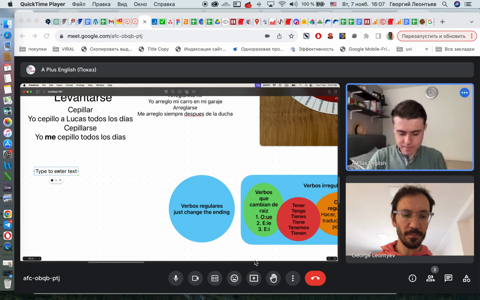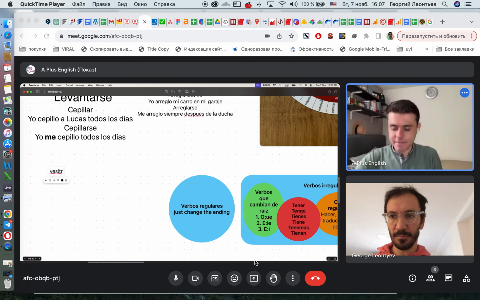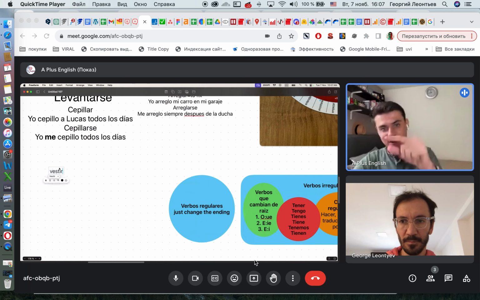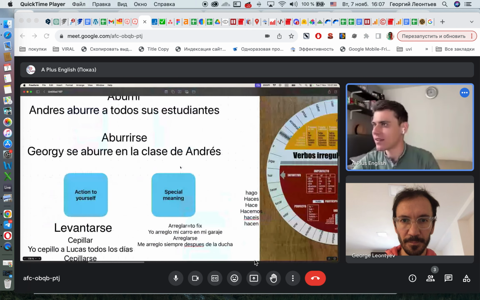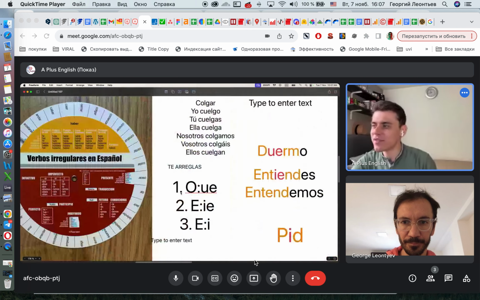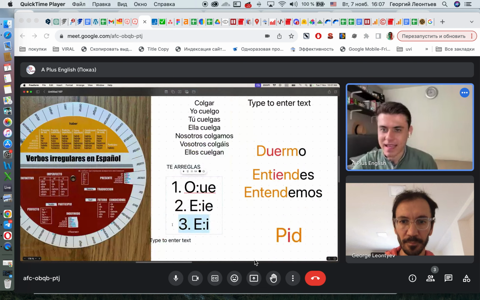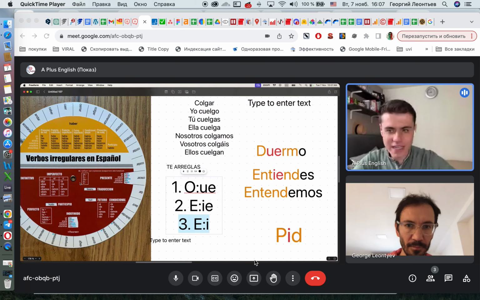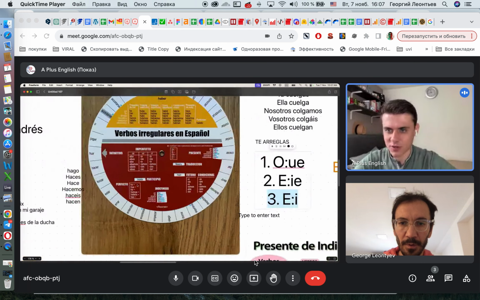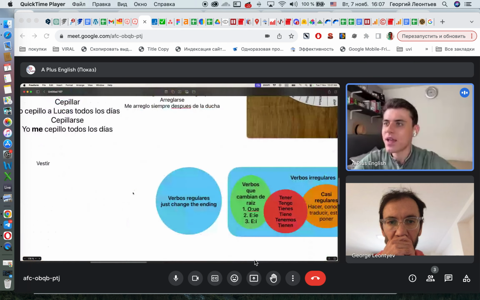Okay, vestir. Vestir is an irregular verb. It's in your little table, in your little circle, because vestir is a stem changing verb of type 3. Without looking at your little circle, you can do this. You don't need the circle for vestir, okay? You can do it, right?